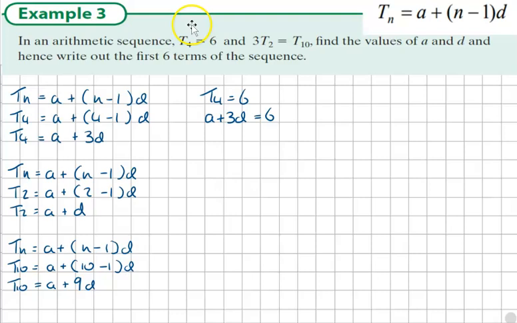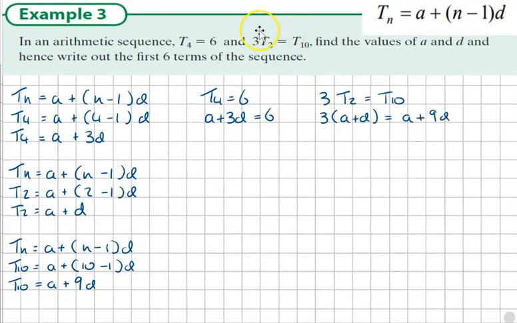So then we go back to our question. The question said T4, term 4, is equal to 6. So we write that down. And then we're going to replace T4 with a plus 3d, because we worked out T4 to be equal to a plus 3d. So we have a plus 3d is equal to 6. Because if T4 is equal to 6, like it told us in the question, and if T4 is equal to a plus 3d, then a plus 3d must also be equal to 6.